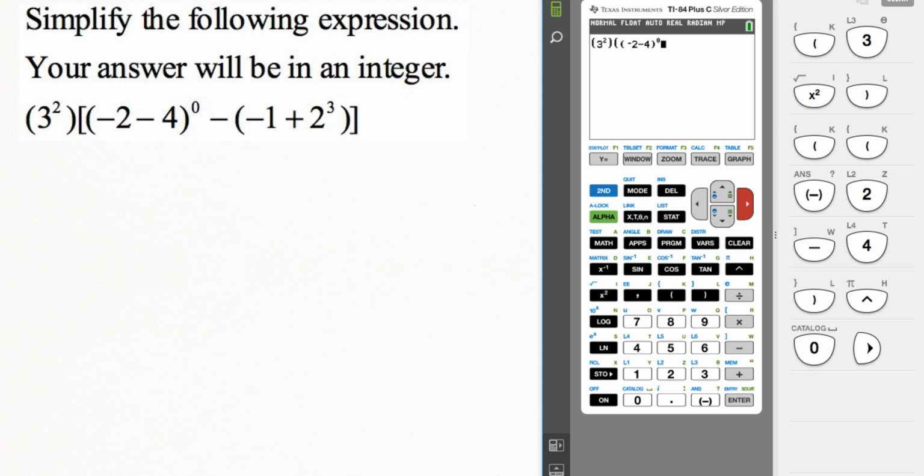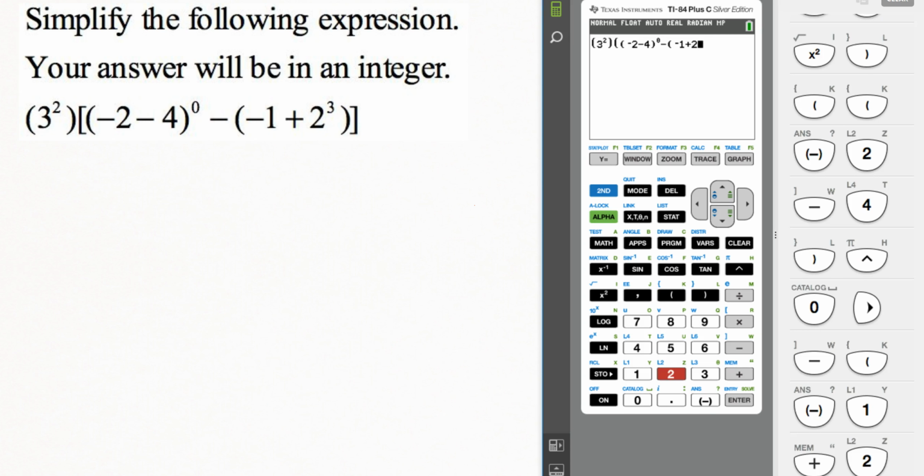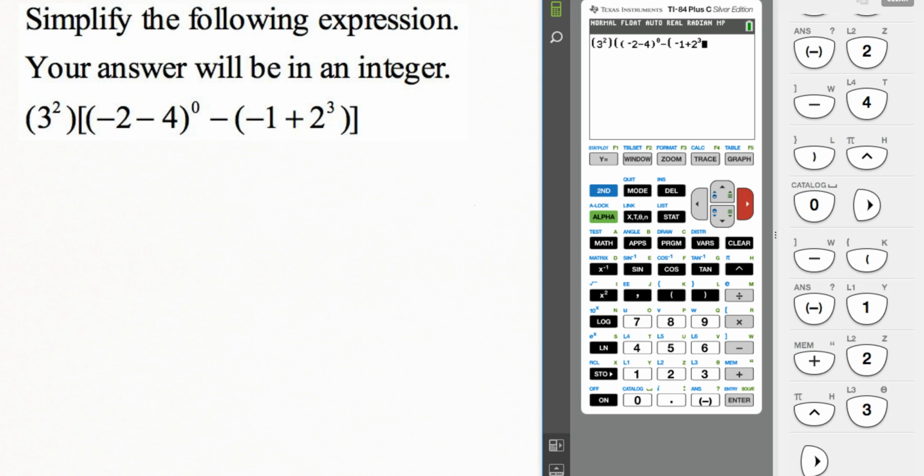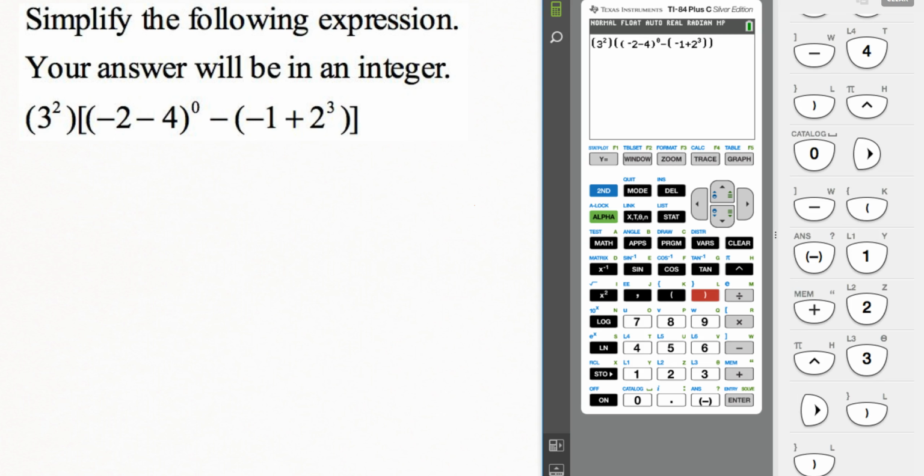And then from there, we just hit to the right to get out of the exponent, and then minus, and then open a parenthesis, -1 plus 2, and then raise it to the third, and then push to the right again to get out of the exponent, and hit 2 sets of closed parentheses.